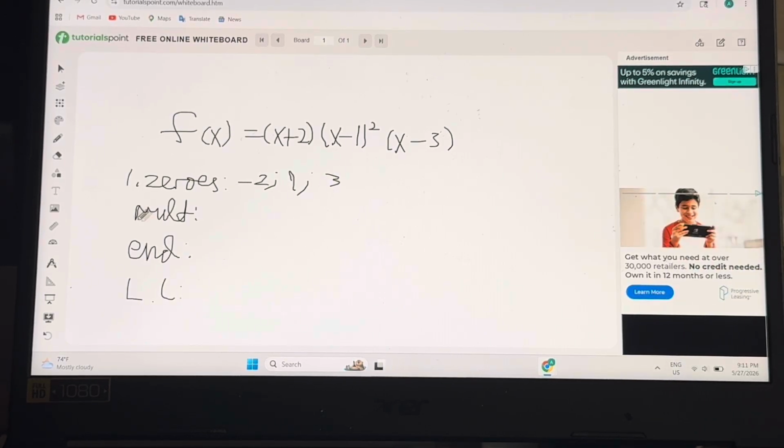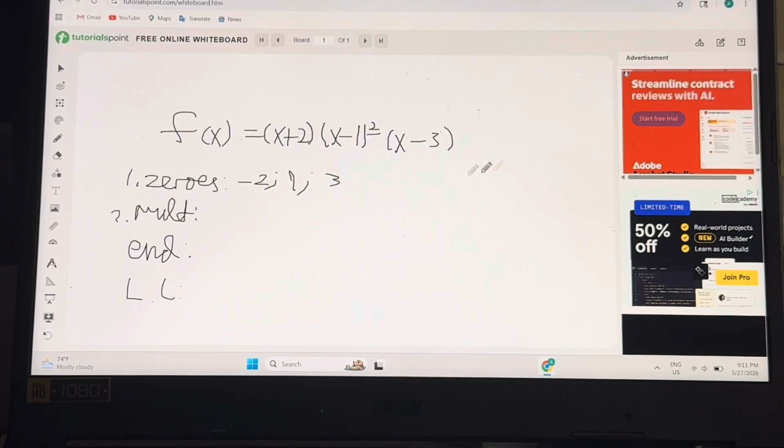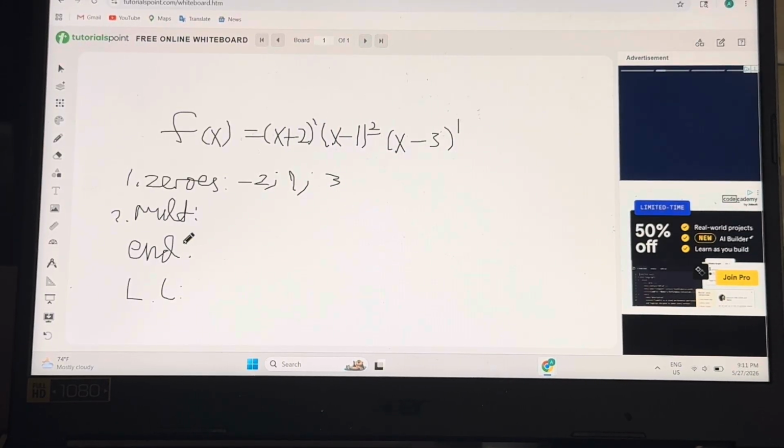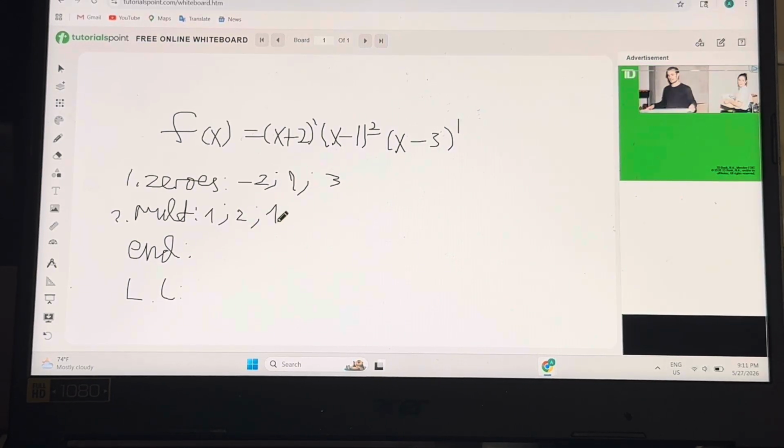So now determine the multiplicity. This is always step 2. So that means the factor of x minus 1 means that when x equals 1, it has the multiplicity of 2. For these other two parts, you don't see any exponents. So this is kind of simple. It's just going to go through the x-axis, meaning 1, 1. So the multiplicities here are 1, 2, 1.